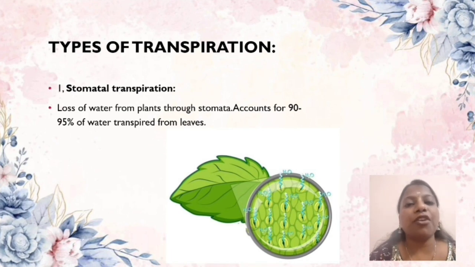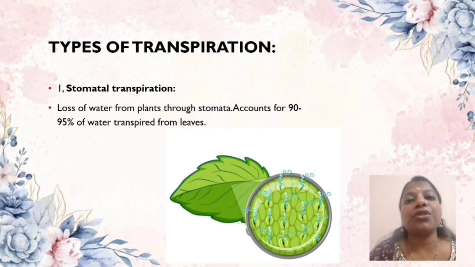There are 3 types of transpiration. The first one is stomatal transpiration. The loss of water through the stomata is called stomatal transpiration. It means the transpiration occurs through the stomatal cells, and 90 to 95% of transpiration occurs through stomata only. So it is the most important type of transpiration.